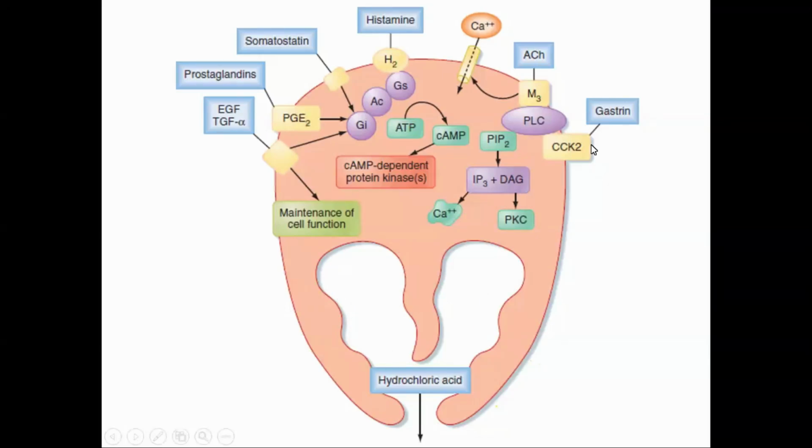Right? Gastrin acts on the CCK-B receptor, or CCK2 receptor, you can say. You should know about the receptor. So it acts on the CCK-B receptor and activates phospholipase C. Phospholipase C converts phosphatidyl inositol diphosphate into inositol triphosphate and diacylglycerol. IP3 causes the release of calcium from the endoplasmic reticulum. Calcium causes the fusion of the tubular vesicles into the lumen of the parietal cell.